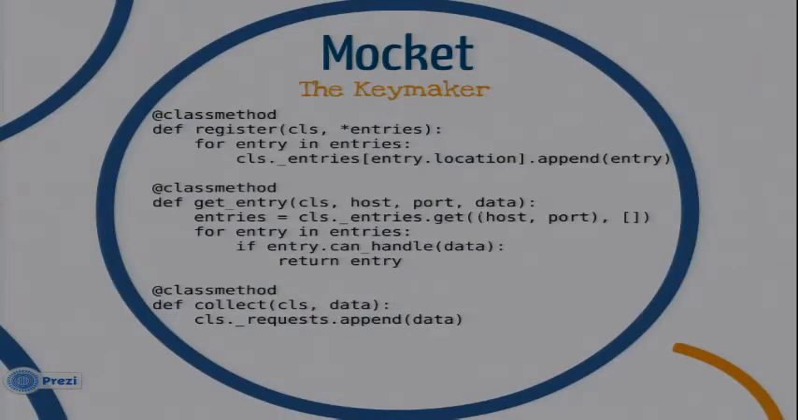After this, we have the Mocketkeeper. The Mocketkeeper is the router. It accepts registration for a fake request. It provides responses to the MocketSocket, the previous class, and then it collects the requests performed in the fake mode.